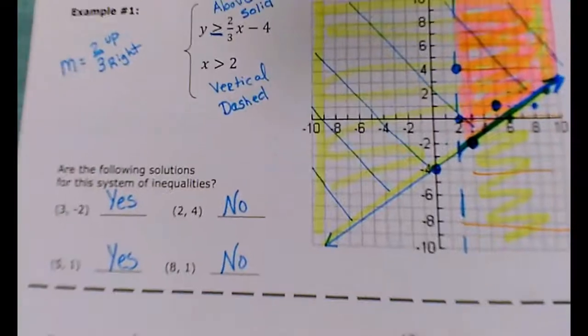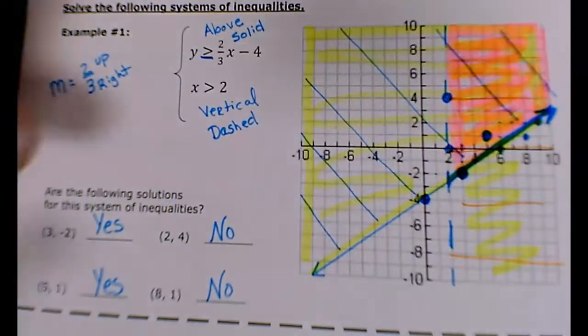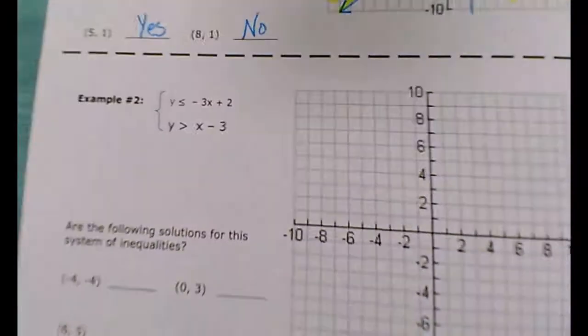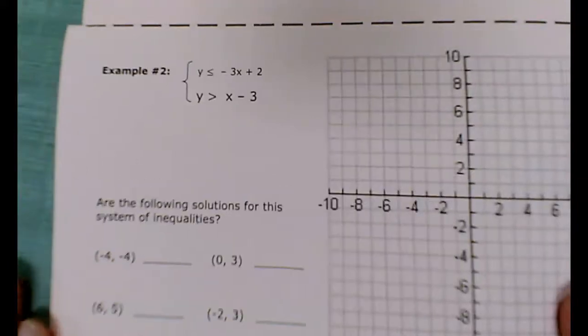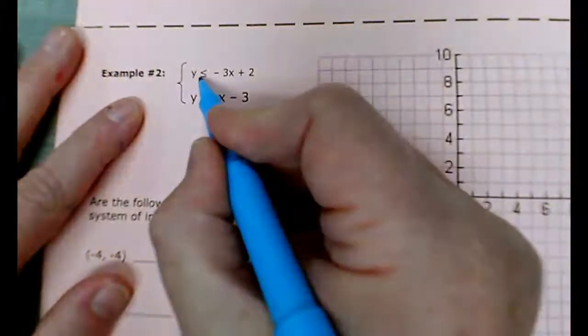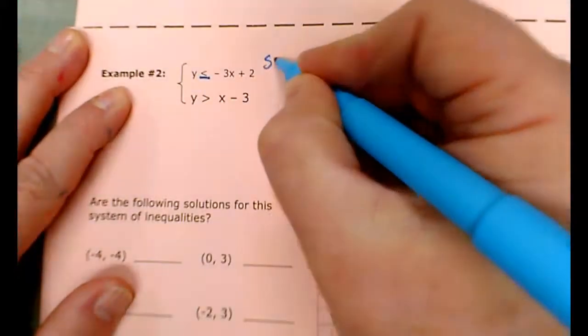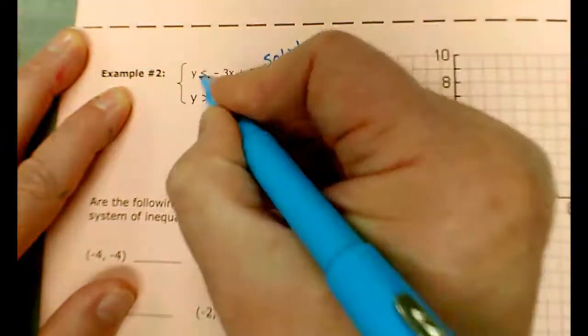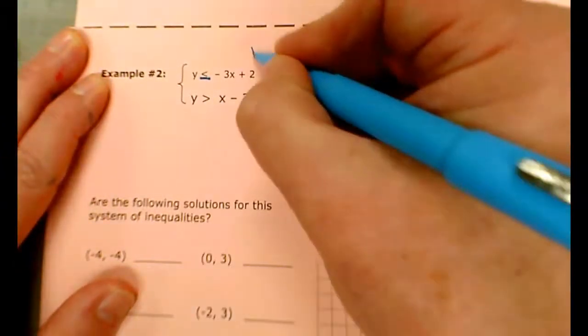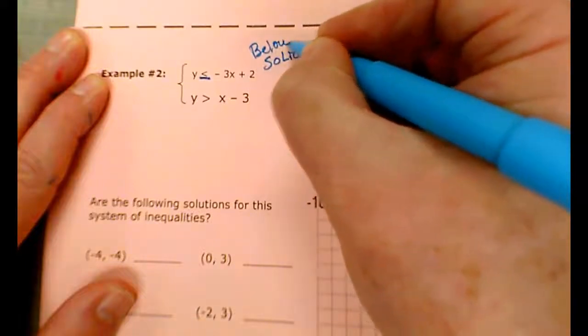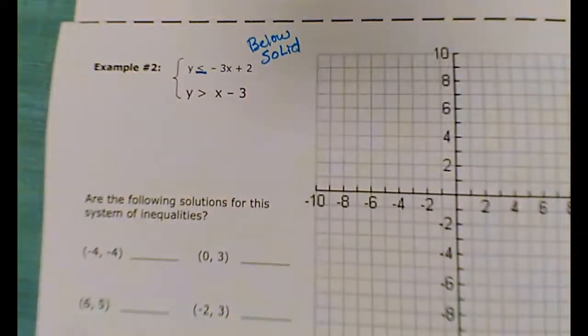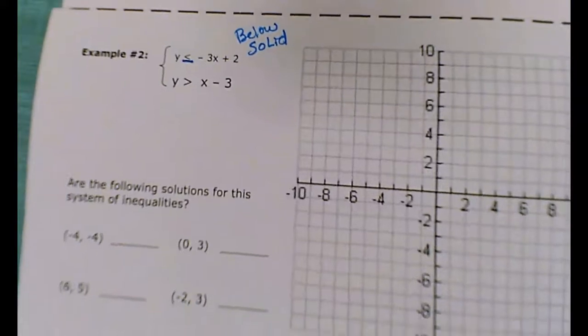Are you ready for the next example? Okay. This example is also written in y equals mx plus b form already, and so I just need to graph it. When I graph this one, because it has an or equal to, this is going to be solid, and it's less than, so it's going to be below the line. It's going to be a solid line, and I'm going to graph below it, but first I have to graph the line.